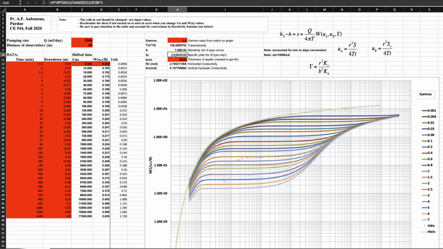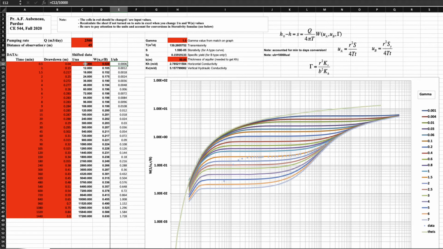So now that we're here, you can see that automatically our specific yield changed to about 16%, which again is a normal number, if you will. That's a number that we can believe, right? Again, specific yield cannot be more than 1, of course, right? That would be 100% of the water draining. So 15%, 16% specific yield is normal. And again, this is specified here for A-type only, for B-type only. So you read storativity on the A-type curve, and you read specific yield on the B-type curve.